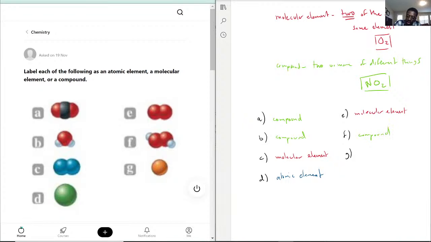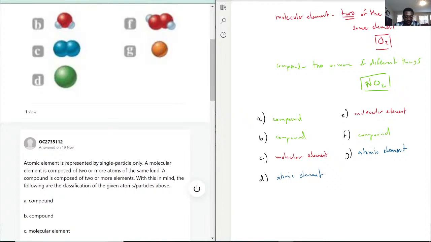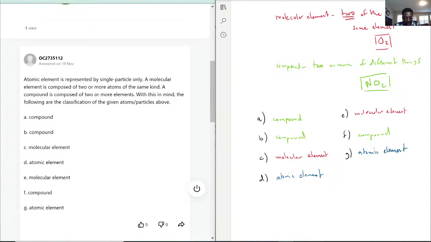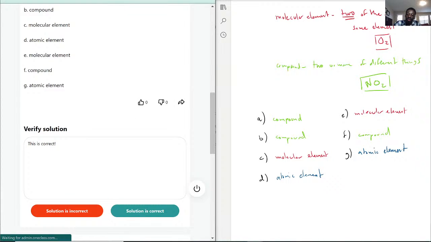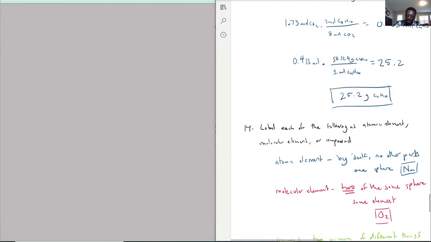And G, the last one, as you can probably tell, looks kind of like D over there, or just one thing. That is an atomic element. Okay, and that's really how you break this down in terms of what these names mean. So let's see how we did. Based on this: compound, compound, molecular element, atomic element, molecular element, compound, atomic element. Perfect. This is correct.